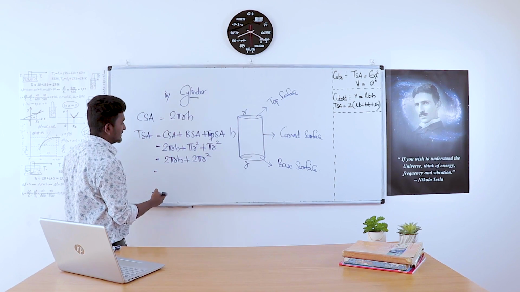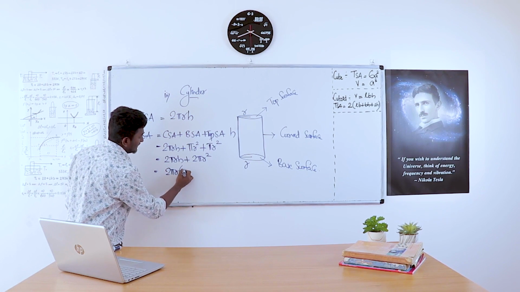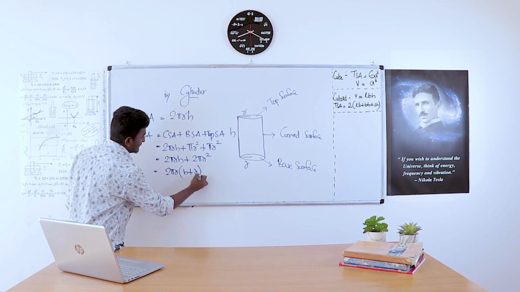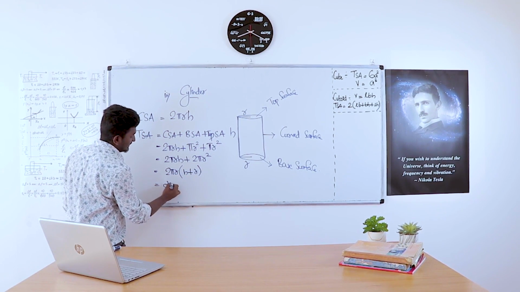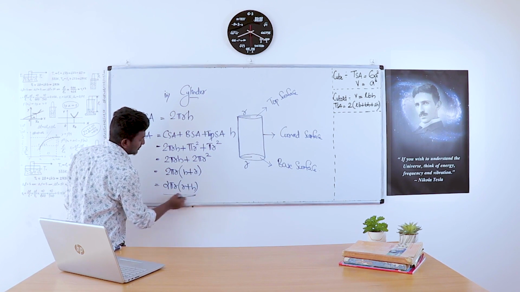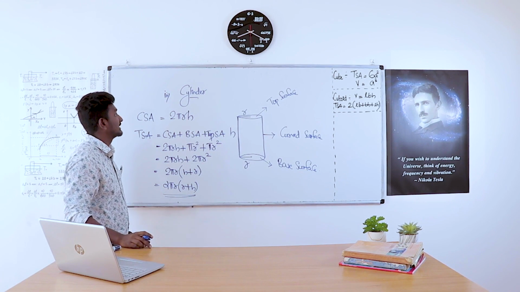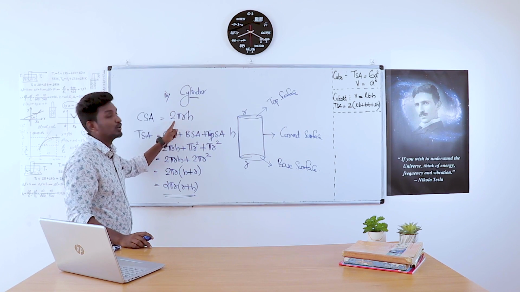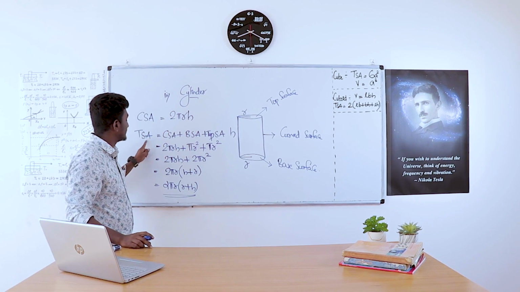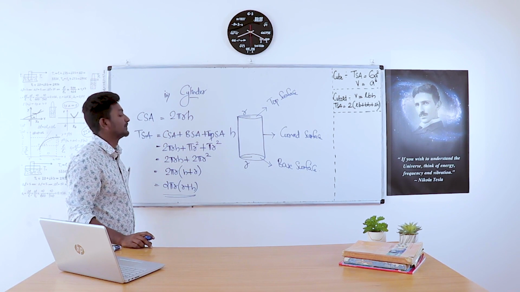Here from both these, 2 pi r can be taken as common. Then it becomes 2 pi r into h plus r. This can be simply written as 2 pi r into r plus h. This is the equation for total surface area of a cylinder. Curved surface area of a cylinder is 2 pi rh. Total surface area of a cylinder is 2 pi r into r plus h.